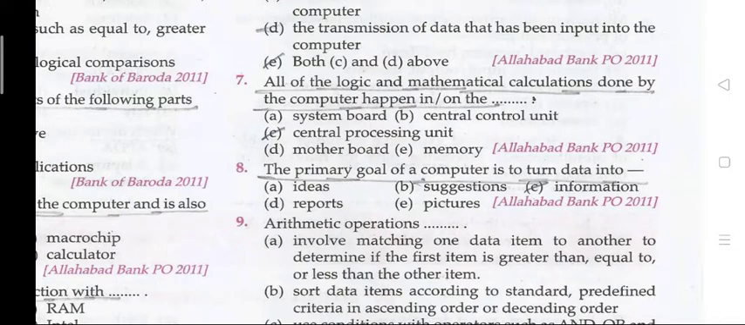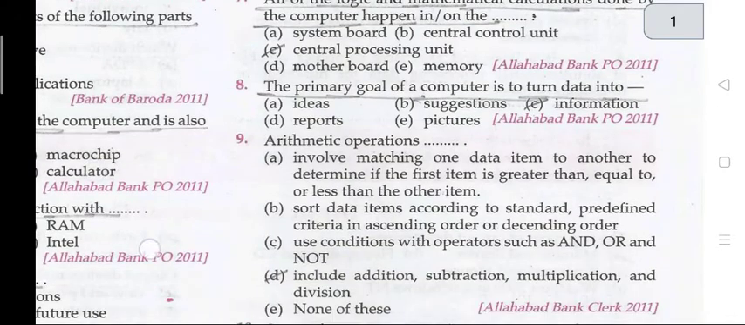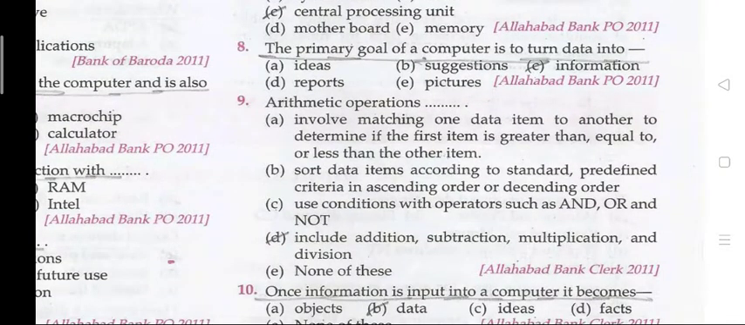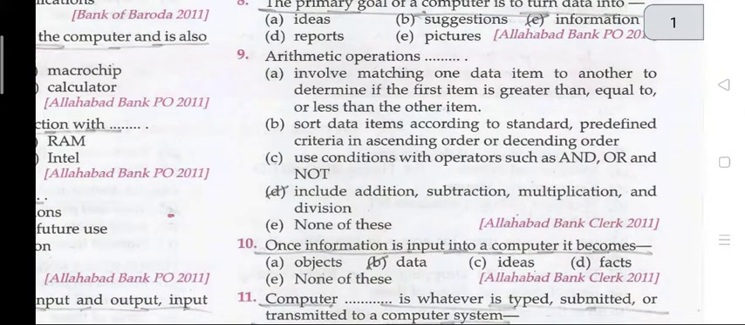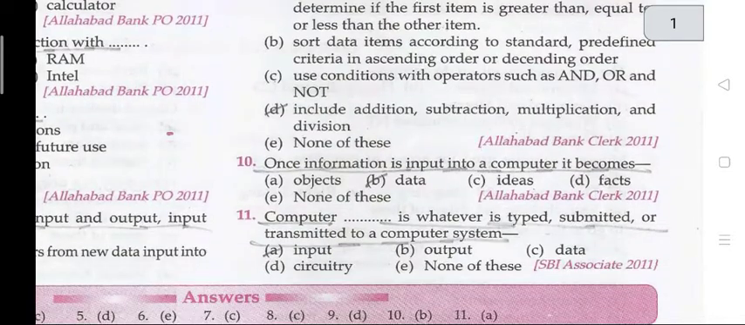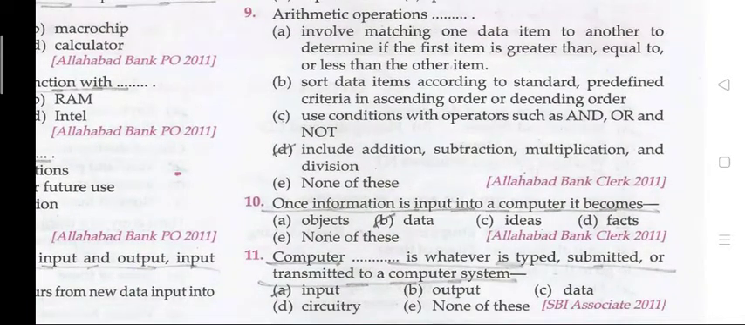The next question, question number 7, all of the logic and mathematical calculation done by the computers happen in one, the right answer is central processing unit. Question number 8, the primary goal of a computer is to turn the data into information. Question number 9, arithmetic operations. Arithmetic operations include addition, subtraction, multiplications and division. The question number 10 is once information is input to a computer, it becomes a data.